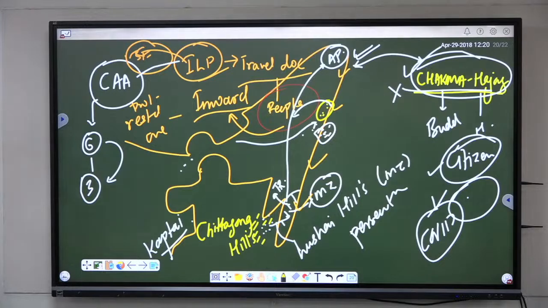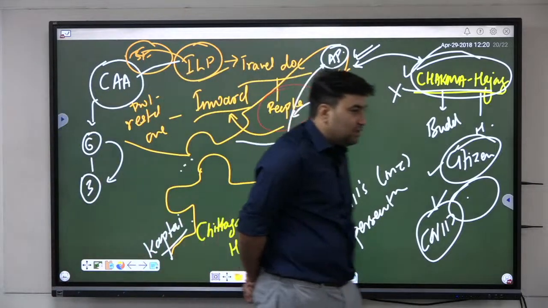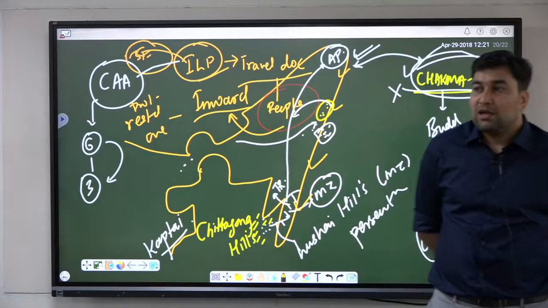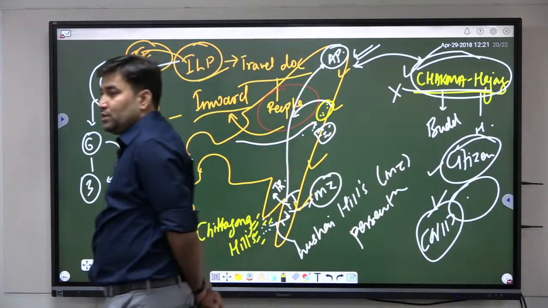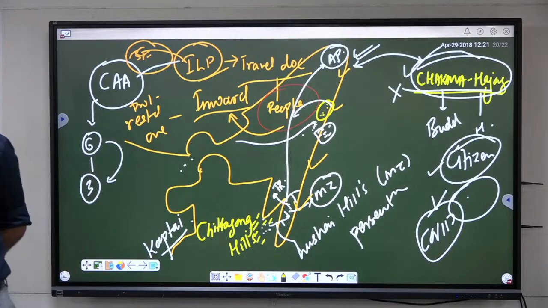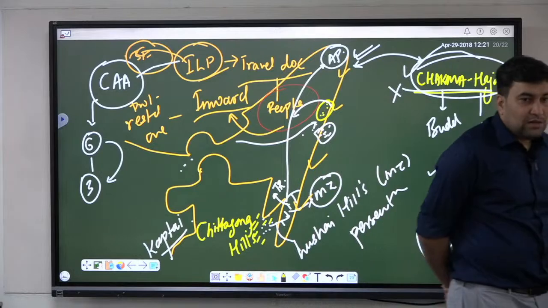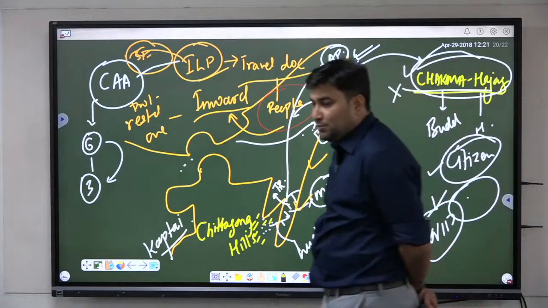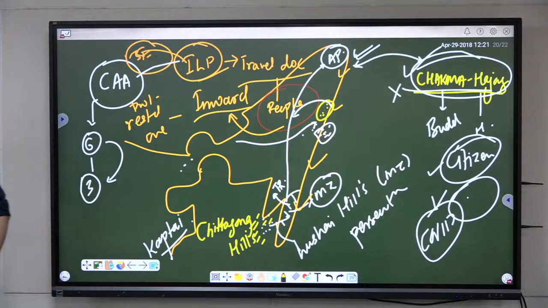Next point. ILP, inner line permit, is presently applicable in four northeastern states. Which ones? AP, Arunachal Pradesh, NG, Nagaland, MP, Manipur, MZ, Mizoram. Okay. Importance of ILP. Next point.